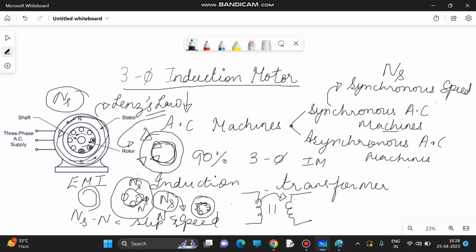Otherwise there will be no torque developed and the motor will come to a standstill, because it is essentially the slip speed, or the difference between the rotating magnetic flux and the standstill rotor, which is driving the torque of the rotor. So now the motor starts moving in the same direction. So this is essentially the working principle of a three-phase induction motor.